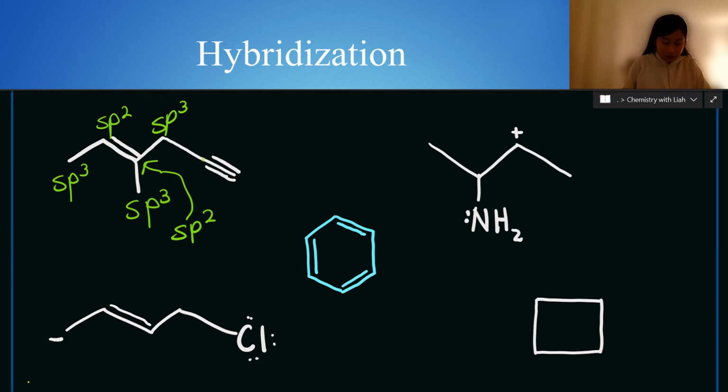Now moving on to this carbon right here. This carbon is attached to a carbon right here and a carbon right here. Now that's 2 groups, and a carbon attached to 2 groups is called sp hybridized. Lastly, we will do this carbon right here. So this carbon is attached to 1 hydrogen and 1 carbon right here. That's 2 groups. And so therefore this carbon is sp hybridized as well.